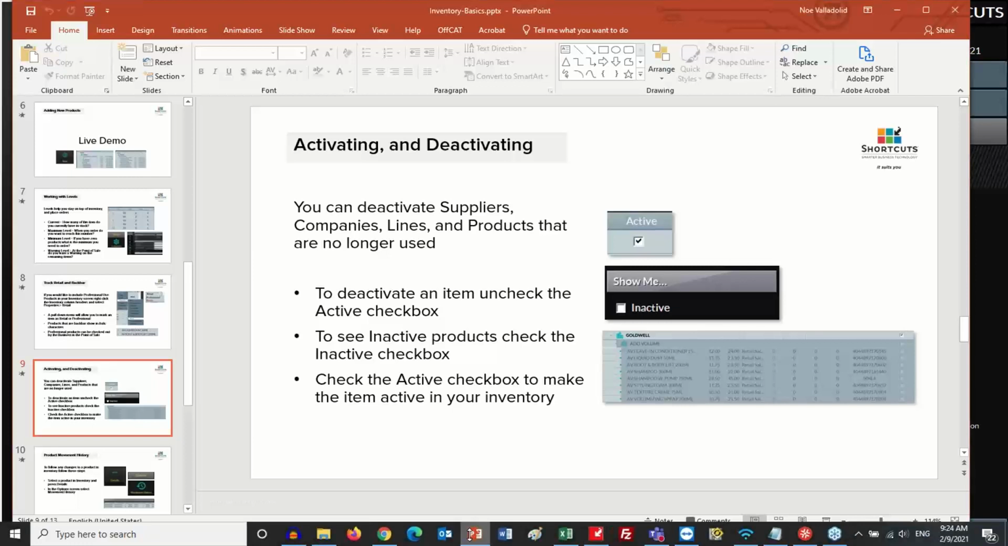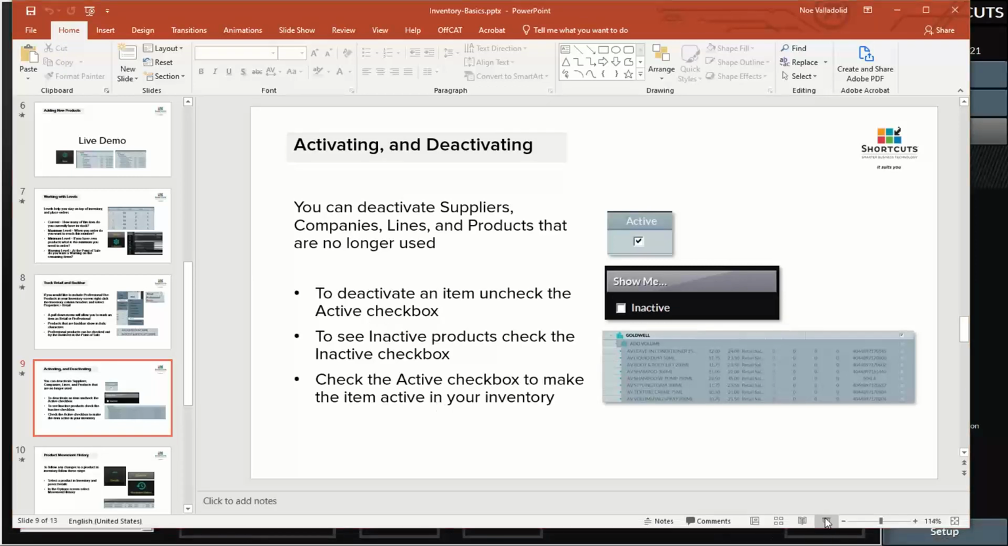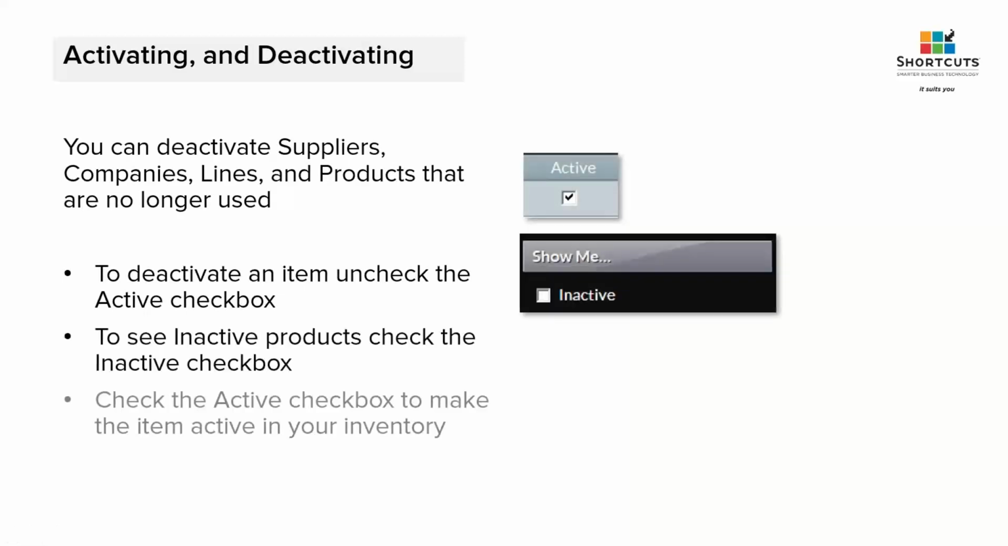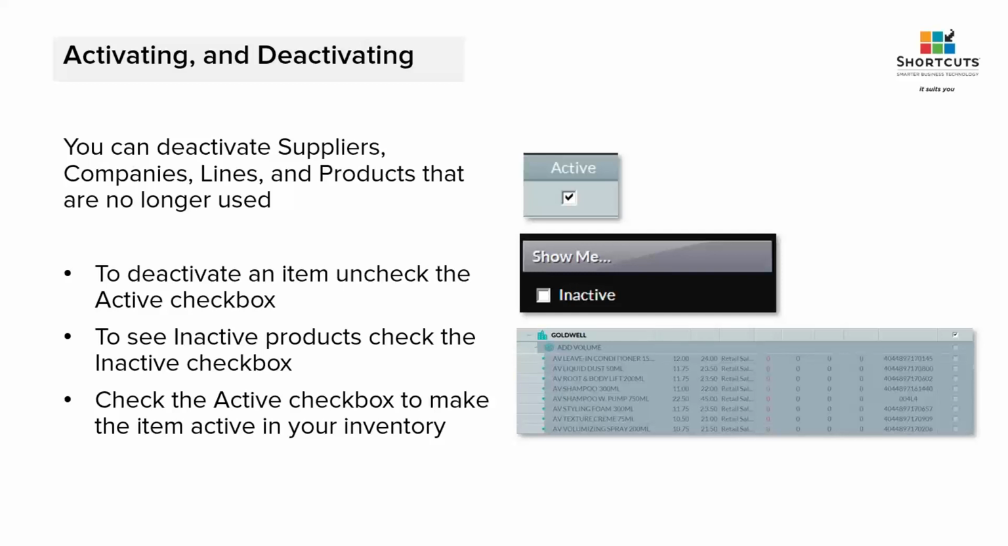So back to the presentation. I had mentioned a moment ago, activating and deactivating products. Anything you do not carry, just uncheck that box that says active. Now, let's say you had previously gotten rid of a line and you decide a few months later you want to carry it again because customers are saying, hey, I really like those products. Can you bring them back? You can absolutely do that. At the bottom of your inventory screen, you have a checkbox that says, show me inactive. Once you do that, then you can activate specific products or the entire line.